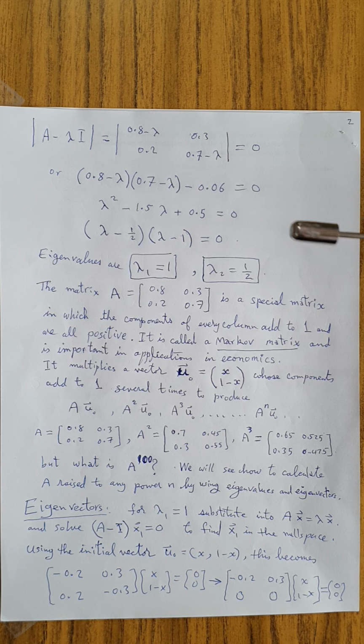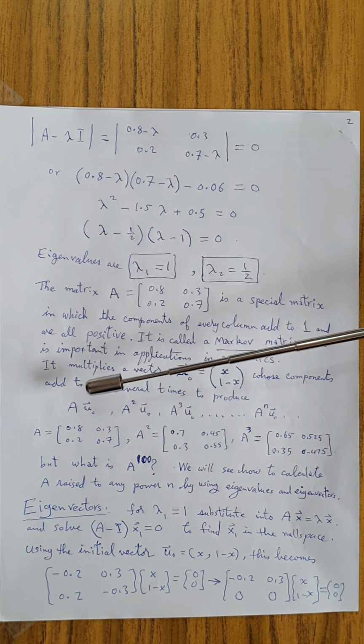Now the matrix A is a special matrix in which the components of every column add to 1 and are all positive. It is called a Markov matrix, and it is important in applications in economics. It multiplies an initial vector U0, whose components also add to 1, x and 1 minus x. And this matrix is usually applied several times to this vector.